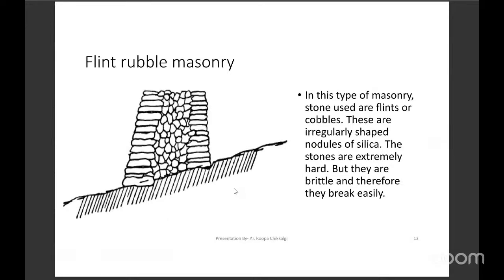Then this is flint rubble masonry. You already know that flint is a type of stone. So in this type of masonry, stones used are flints or cobbles. They are irregularly shaped nodules of silica. The stones are extremely hard, but they are brittle and therefore they break easily.